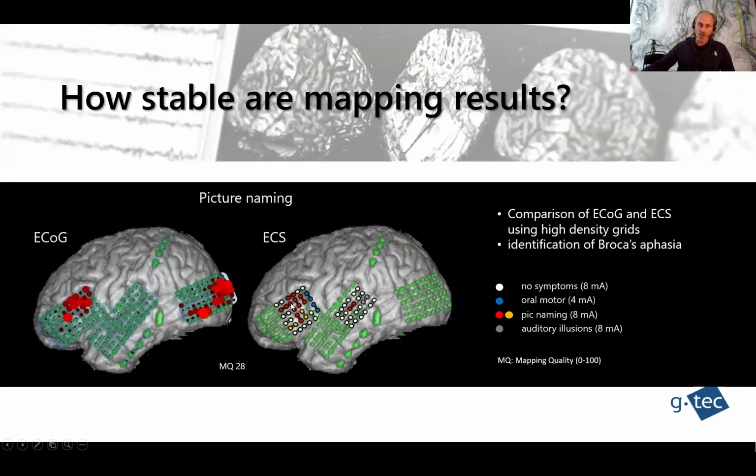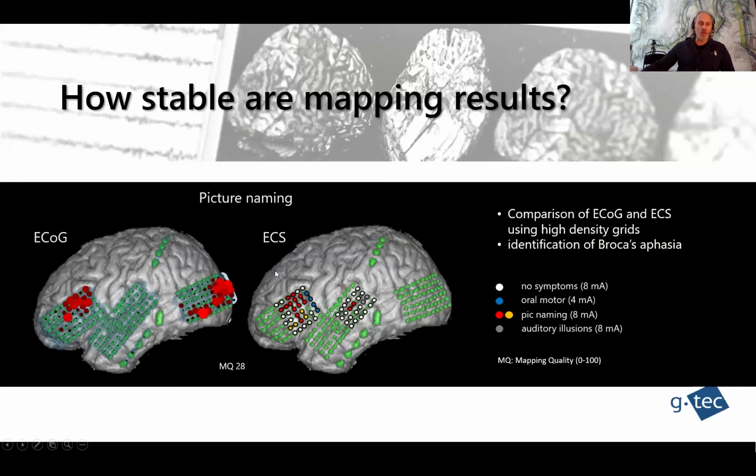The same happened between these two electrodes and also here and here. So wherever there is this red color, the surgeon was able to interrupt the naming in the picture naming task. And for yellow, it's basically the same. It's also picture naming. For the white electrodes, you can see there was no symptom, so the patient didn't feel or respond. And the gray ones are responsible for the auditory illusion in this case.